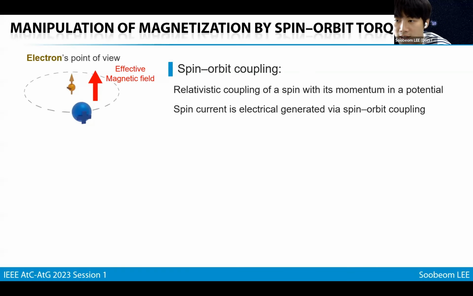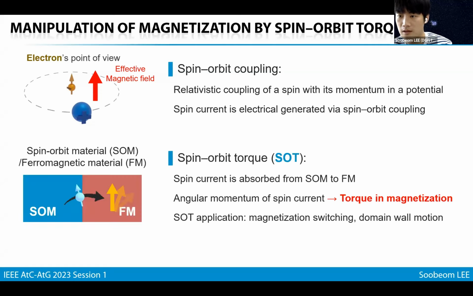Spin orbit coupling is a relativistic coupling of an electron spin with its momentum in a potential. The so-called spin current is electrically generated via spin orbit coupling. We now suppose a bilayer of spin orbit material and ferromagnetic material. If spin current is electrically generated in the spin orbit material, then a part of the spin current is absorbed into the adjacent ferromagnetic material. Angular momentum of the spin current in the ferromagnetic material exerts a torque on magnetization.